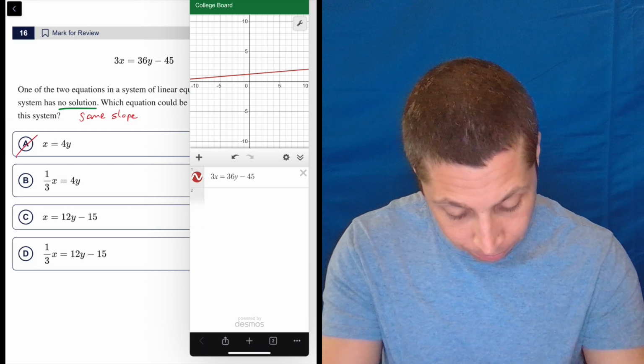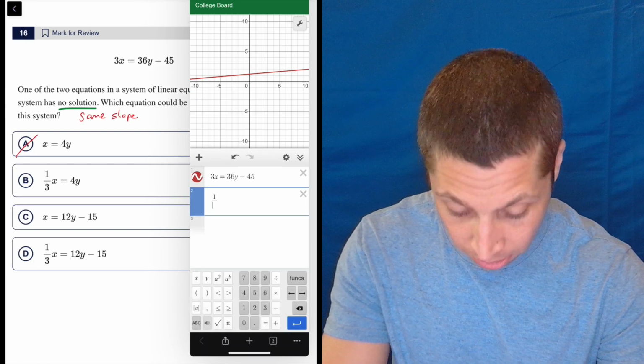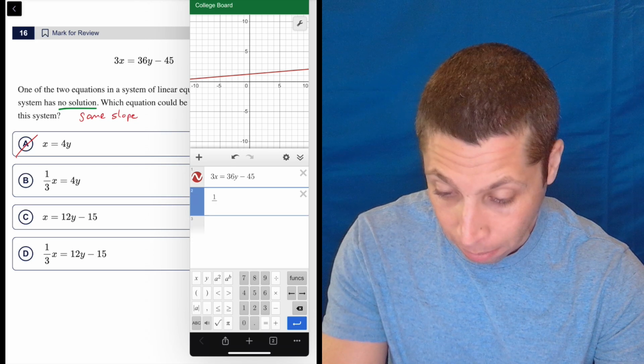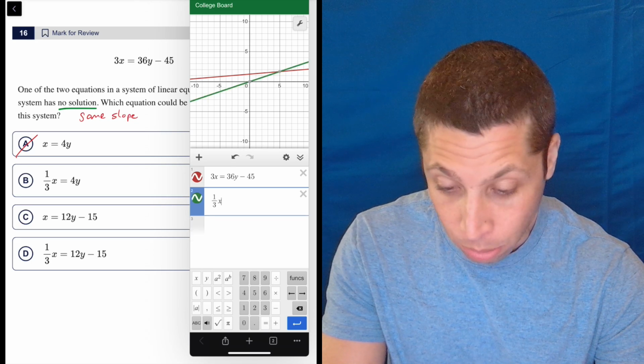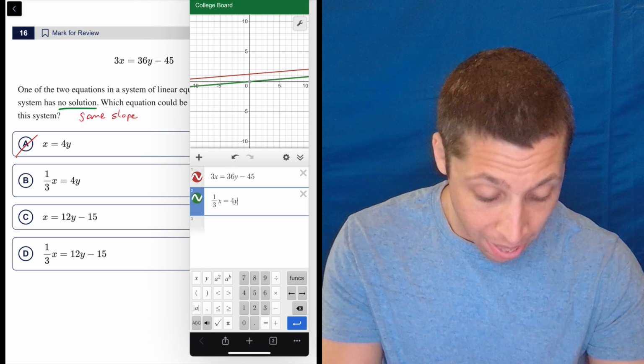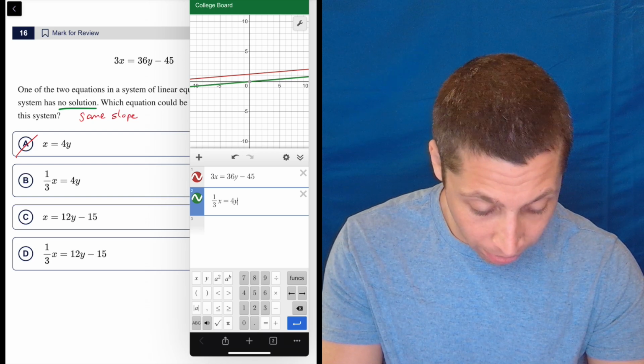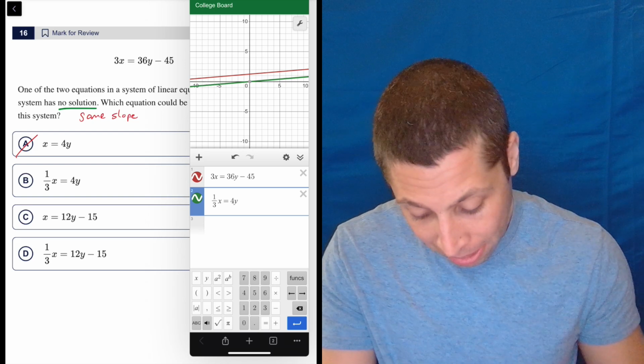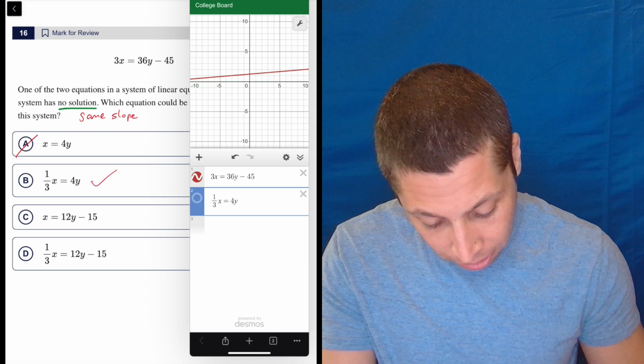Let's do B. So 1/3, gotta make sure you type it right, 1/3 x equals 4y. That's pretty good. So let's keep that, right? That looks like they're parallel. So maybe. Let's turn it off so it's out of the way.